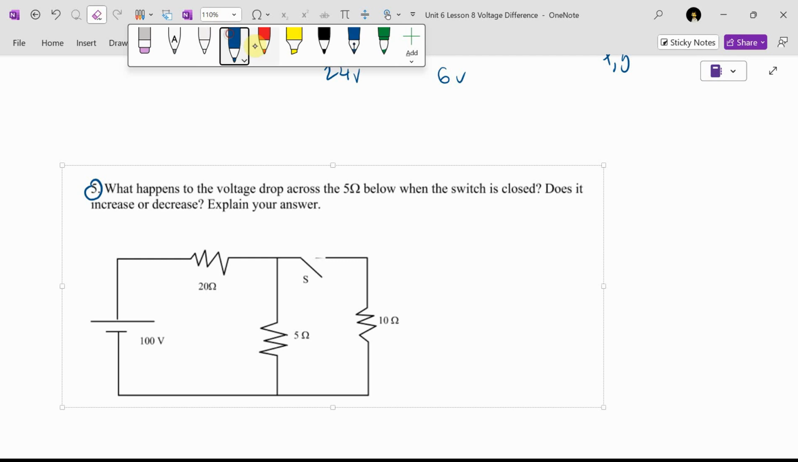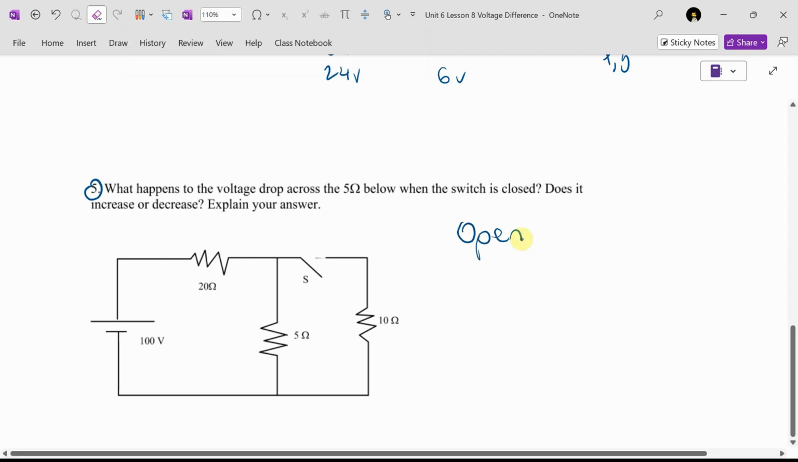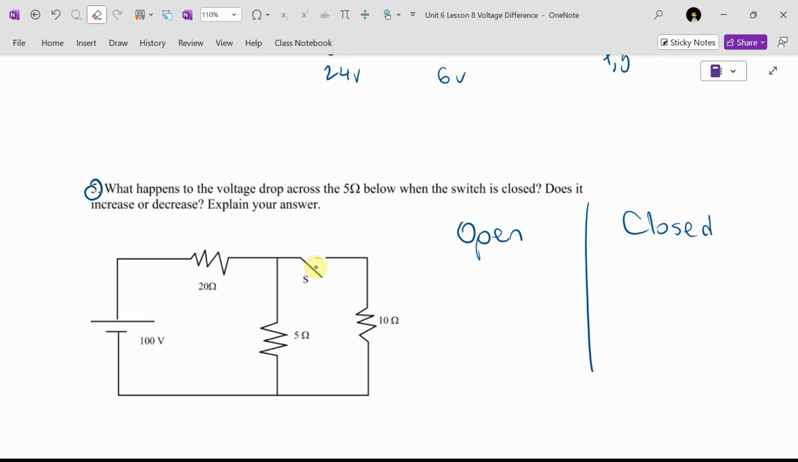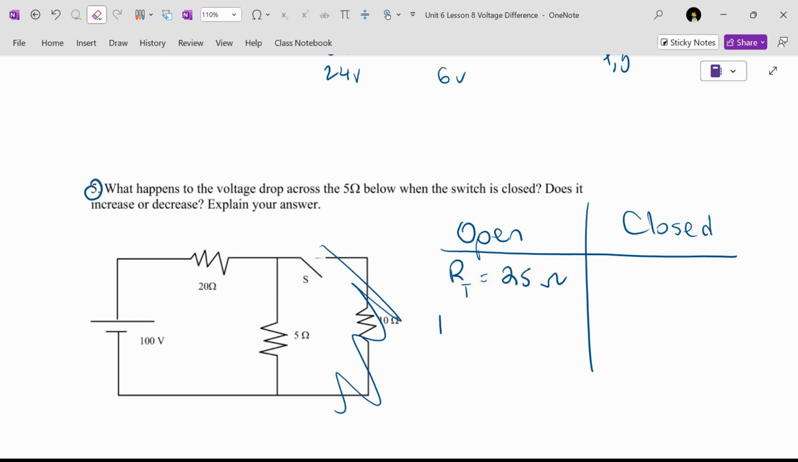So, open, closed. When the switch is open, like this position, this isn't even part of the circuit. I have a total resistance of 20 plus 5, 25 ohms. I have a total current of 100 divided by 25, 4 amps.